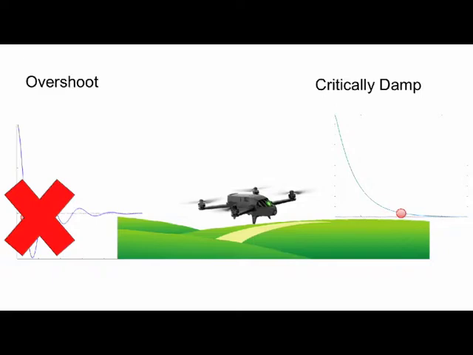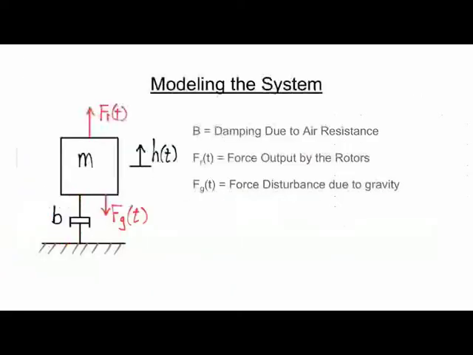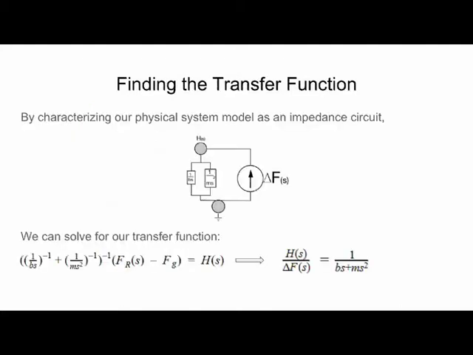Now here's Tom to talk about the modeling of the system. Thanks, Brian. We began by first drawing our system's free body diagram. Then, to find our transfer function, we modeled our system as an impedance network, and using basic circuit analysis techniques, we found our final open loop transfer function, which was 1 over (Bs + Ms^2).